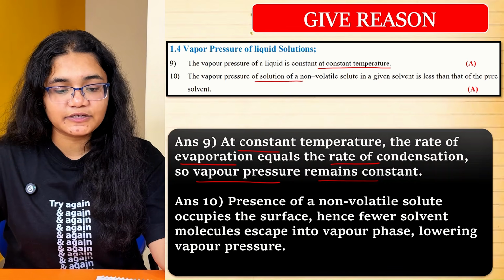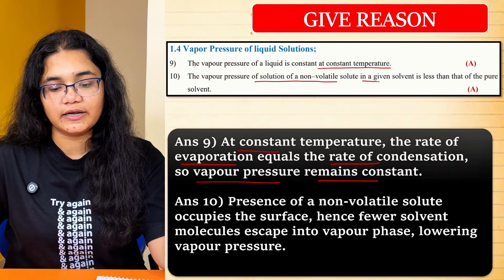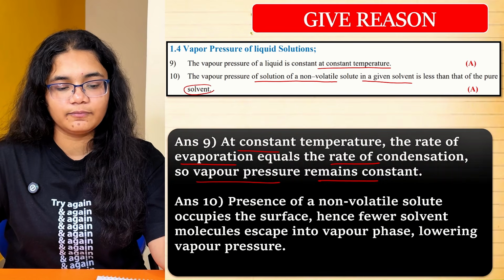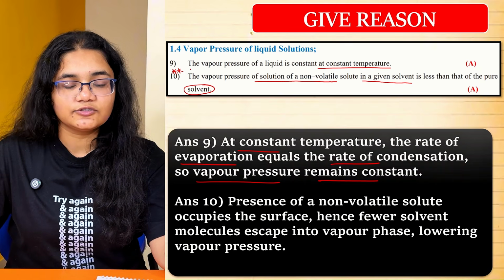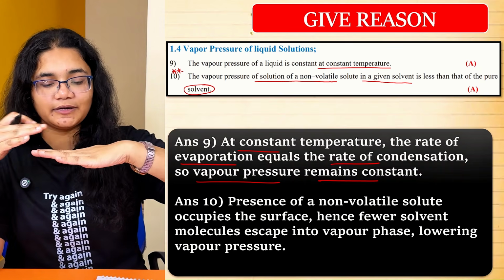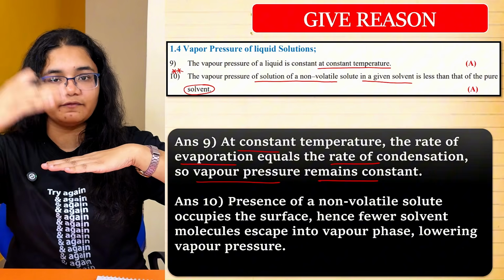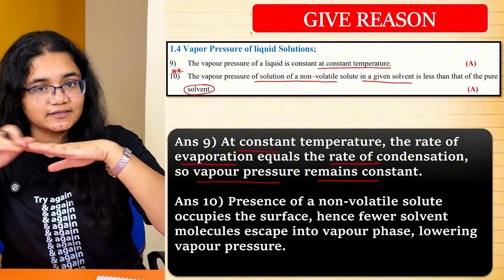Next, the vapor pressure of the solution of a non-volatile solute in a given solvent is less than that of the pure solvent. This is a very easy question, and also an important question. When you add a solute, you see, vapor pressure is due to the evaporation of the solvent particles, and evaporation is a surface phenomenon.